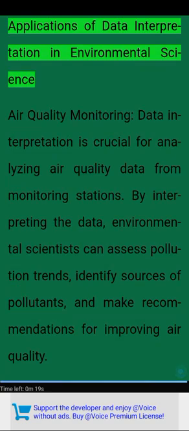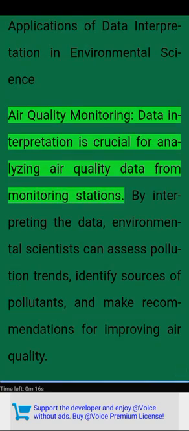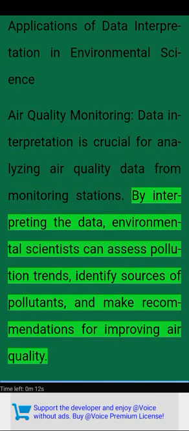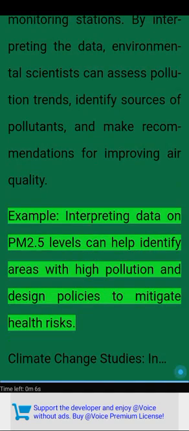Applications of data interpretation in environmental science. Air quality monitoring. Data interpretation is crucial for analyzing air quality data from monitoring stations. By interpreting the data, environmental scientists can assess pollution trends, identify sources of pollutants, and make recommendations for improving air quality. Example: interpreting data on PM2.5 levels can help identify areas with high pollution and design policies to mitigate health risks.